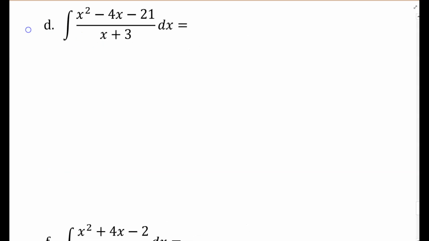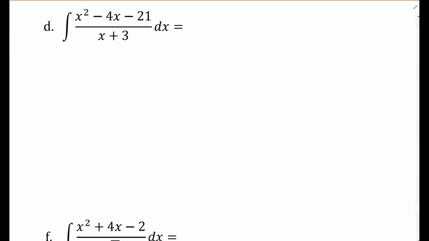D. Ooh. The integral of x squared minus 4x minus 21 over x plus 3 dx. Now again, you do not have a quotient rule here. I'm not going to go ahead and do some magic rule here that I haven't shown you. What you have to do is you need to simplify. Now how do I simplify this? Well, with the beautiful F word of mathematics, which is factor. I'm going to go ahead and make this x minus 7, x plus 3 over x plus 3 dx.